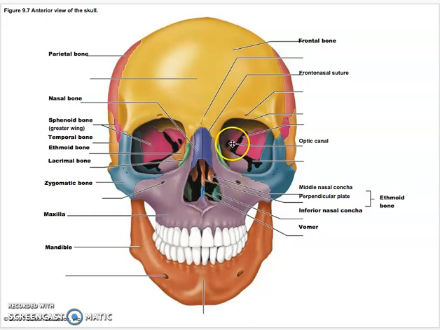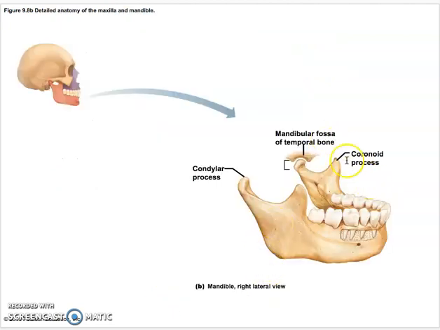Here we can see some of the sphenoid with that optic canal. We can see the maxilla and the mandible. Here's a better view of how the mandible articulates with the temporal bone. You can see that condylar process connecting and fitting very nicely into that mandibular fossa of the temporal bone. Anterior to the condylar process, you can see that coronoid process.